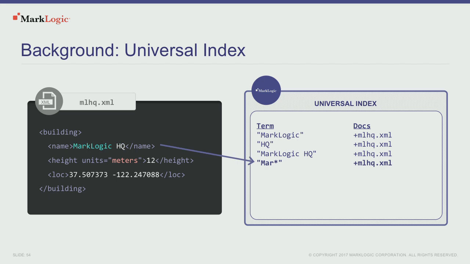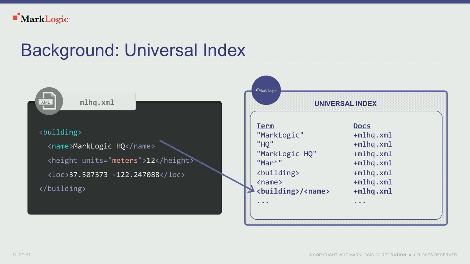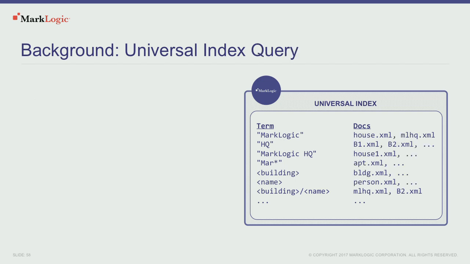If you have trailing wildcard index turned on, it'll insert terms like this into the universal index that'll allow you to search for words that begin with MAR, for example. And additionally, it'll index facts about the structure of the document, such as the fact that there's a building element, a name element, and even parent-child relationships between elements, and many, many more. So even a simple document like this one can result in a lot of terms being added into this universal index. So the universal index that gets built up consists of essentially a list of these terms, together with, for each term, a list of which documents contain that term.